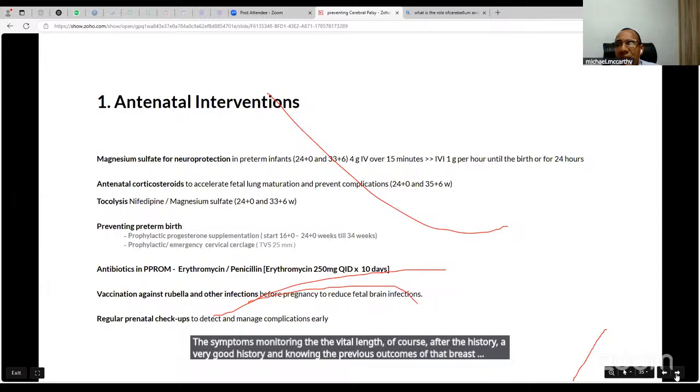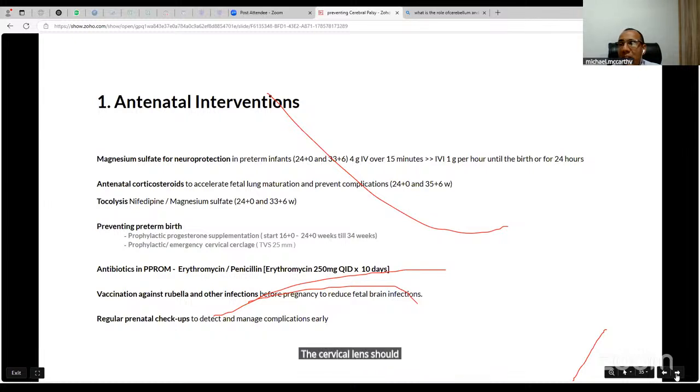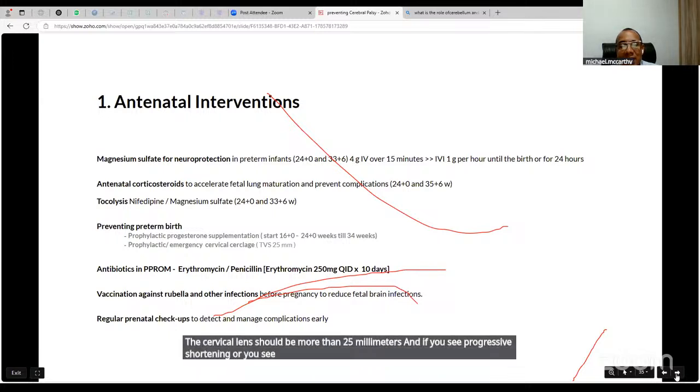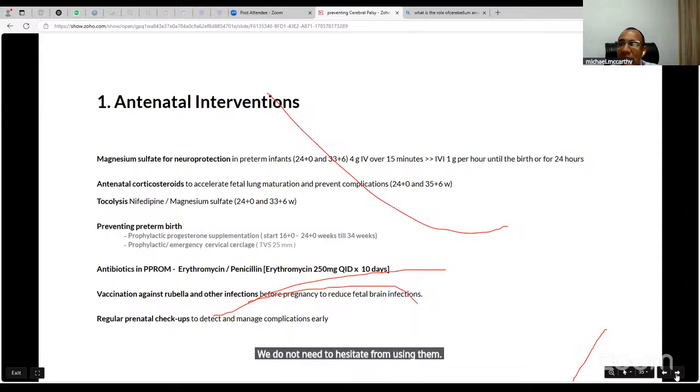But monitoring the cervical length is very important. The cervical length should be more than 25 millimeters. And if you see progressive shortening or you see a length that is less, then that calls for intervention. And these interventions are not very complicated, and so they can easily be applied, and we do not need to hesitate from using them. And they actually do work very well.